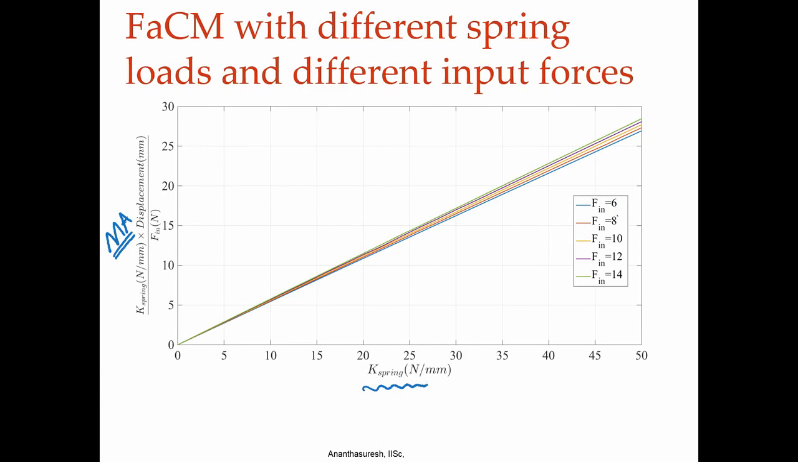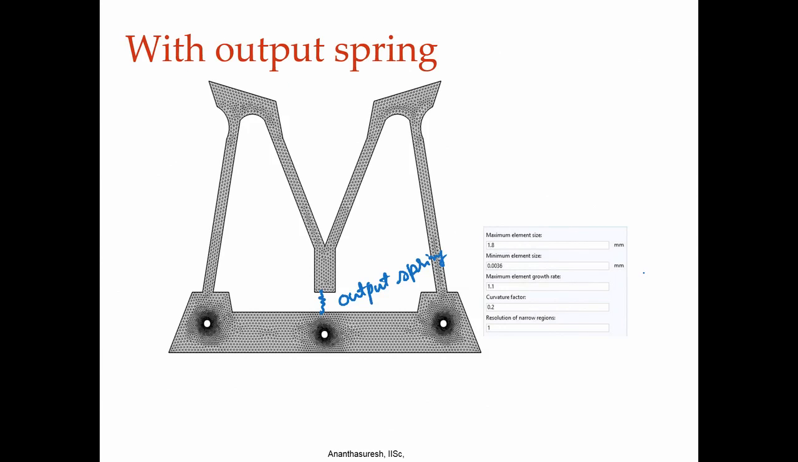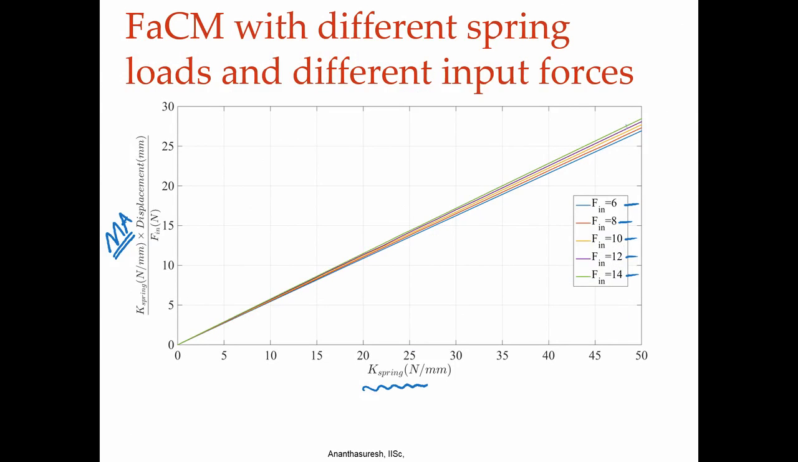Here for various input forces, that is what the color says, 6 newtons, 8, 10, 12, 14. Here all of them are still linear, but sometimes you could get nonlinearity. Like I said, this device is quite linear because it is quite stiff. So, it does not go into geometric nonlinear region at all, but you can see the change in slope as F in increases here, as against when you plot the K spring.